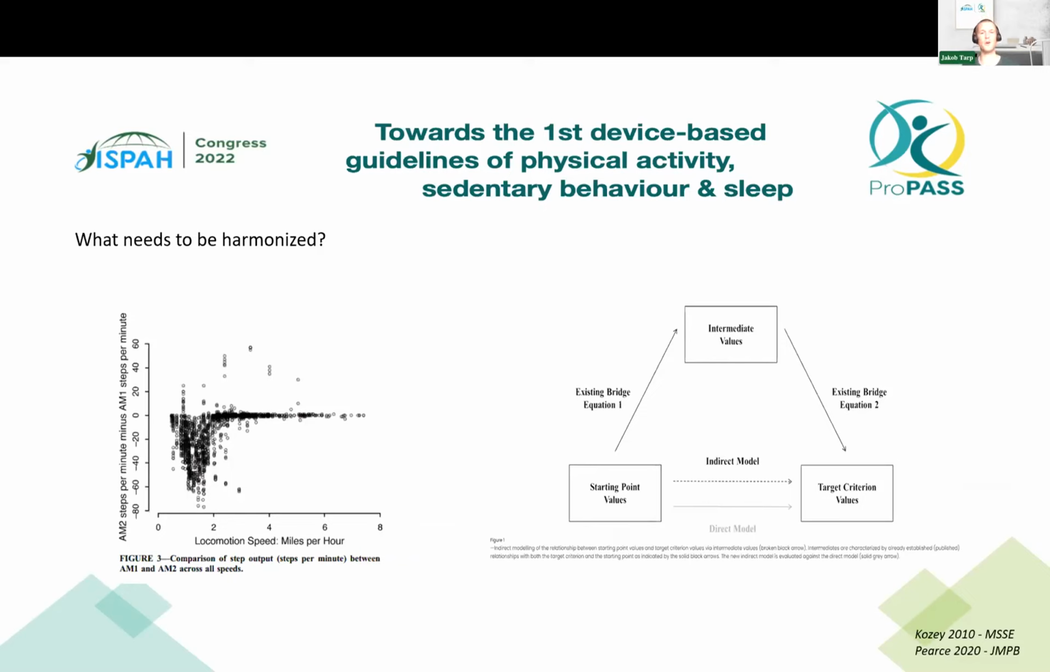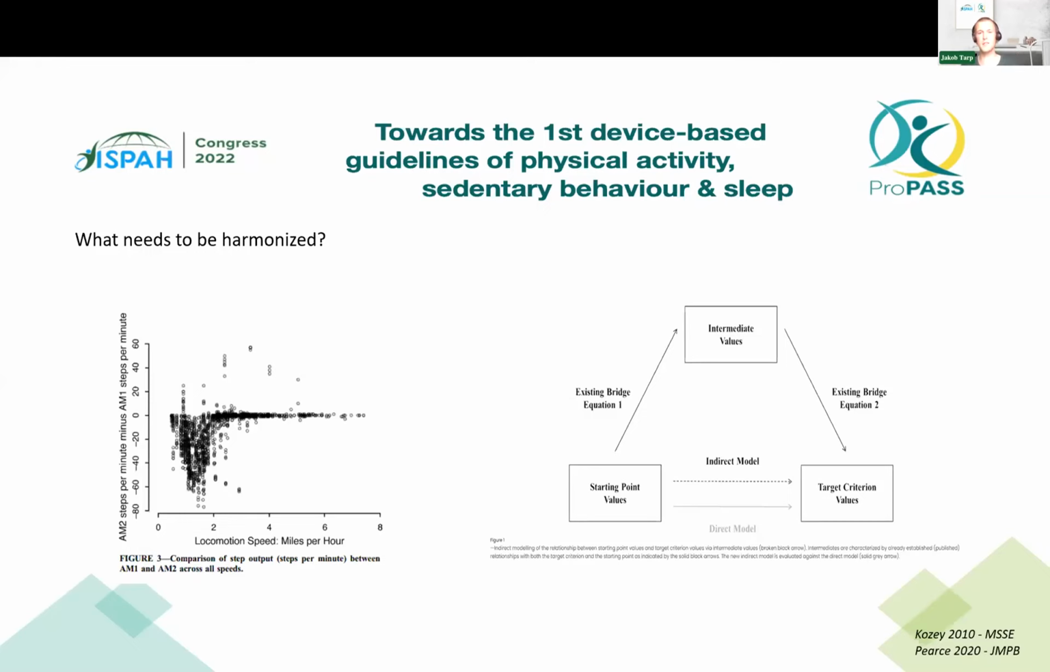This leads to important considerations about what is it that needs to be harmonized, because harmonization of cut points and non-wear and wear time may be trivial if the data collected is fundamentally not comparable, such as wrist and hip-worn accelerometry. And there is some work in this space based on bridging equations to convert different physical activity outputs into common metrics.